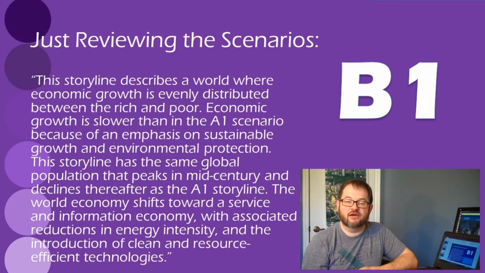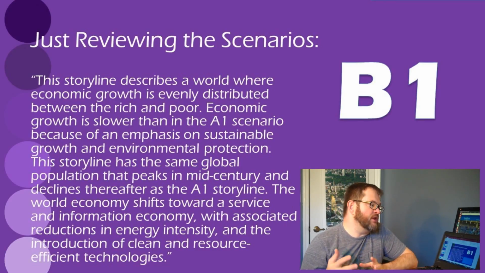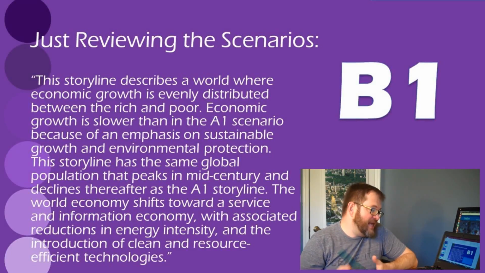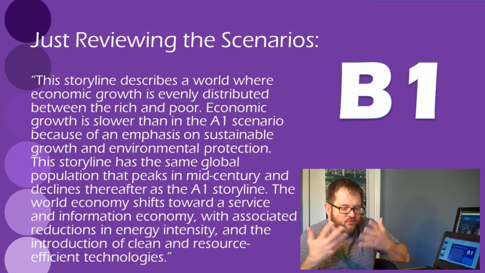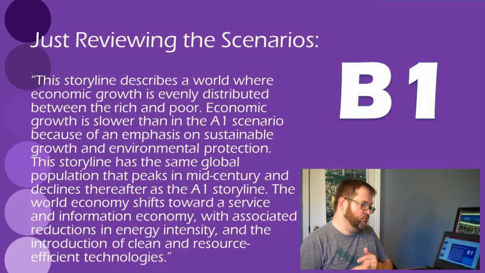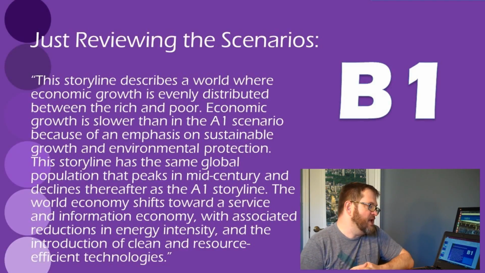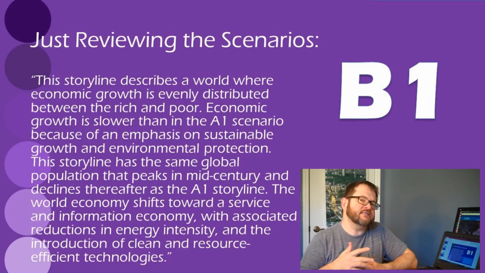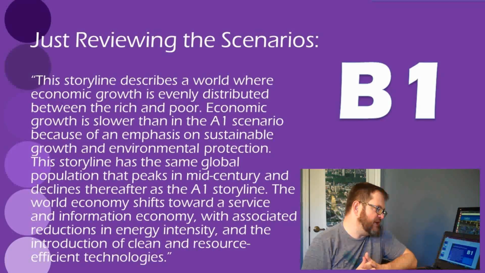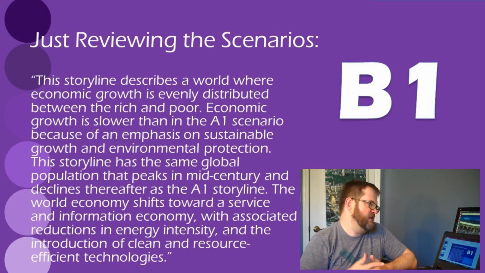But there are more optimistic scenarios. For example, B1. B1 is a storyline that describes a world where economic growth is evenly distributed between the rich and the poor. Economic growth is relatively slow compared to the A1 scenario, but it's more democratically distributed around the world. It is more based on sustainable growth, on environmental protection, and on social justice, and this storyline has the same kind of relatively beneficial situation where global population peaks around the year 2050 because of the growing wealth in the developing world.